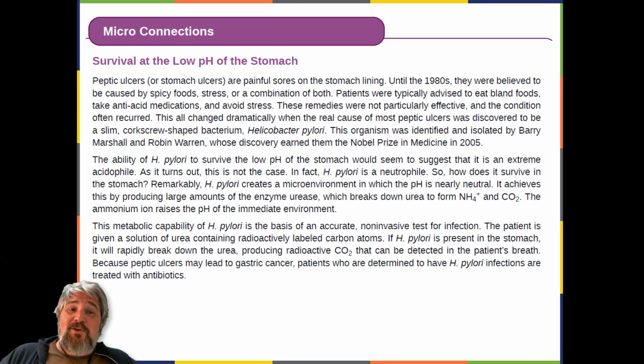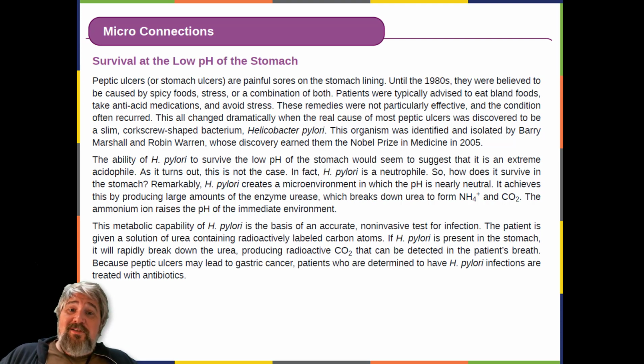In fact, H. pylori is a neutrophile. So how does it survive in the stomach? Remarkably, H. pylori creates a microenvironment in which the pH is nearly neutral. It achieves this by producing large amounts of the enzyme urease, which breaks down urea to form ammonium and CO2. The ammonium ion raises the pH of the immediate environment.